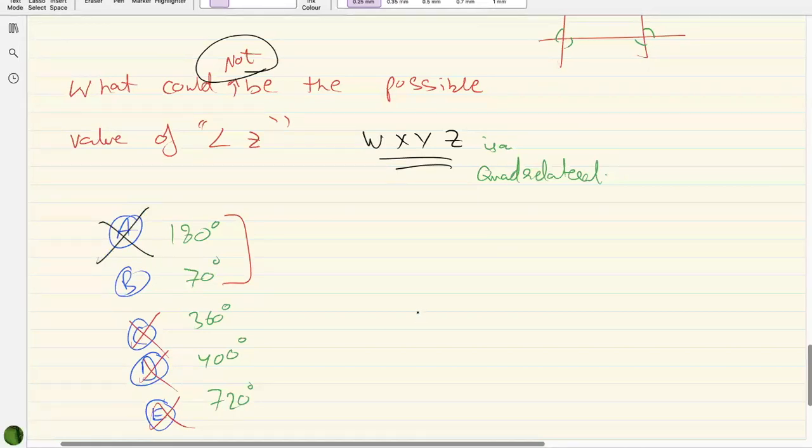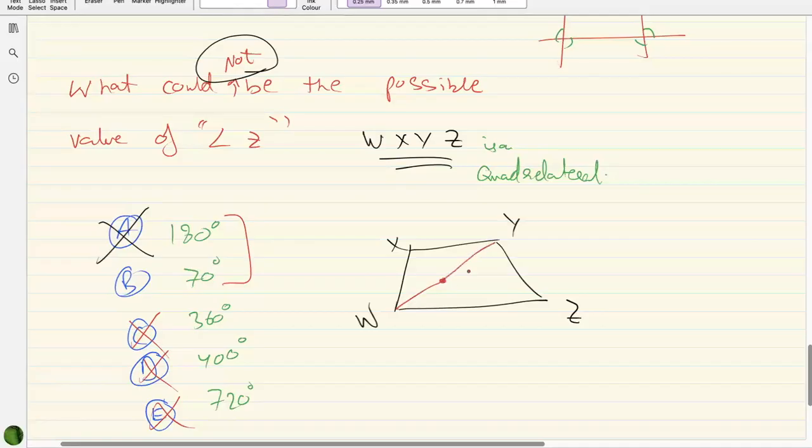It cannot be A because if that is 180, when we consider this 4-sided shape, suppose W, X, Y, and Z, if it is 180 at Z, it would somehow look like this. And it is no longer a quadrilateral. It is no longer a 4-sided shape. This now becomes a 3-sided shape because 180 is a straight line.